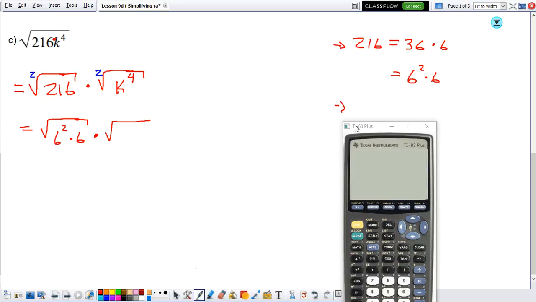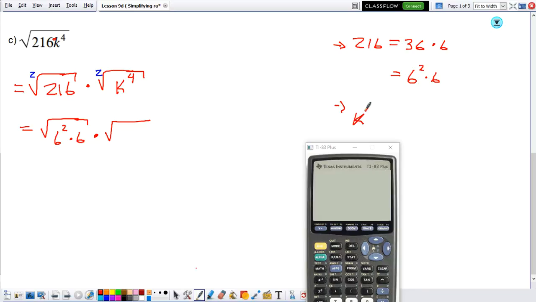Well, let's see. K to the 4th is equal to k to the second times k to the second, because you gotta remember that when you multiply, you add exponents. So I can rewrite this k to the 4th as k to the second times k to the second. Again, I'm trying to rewrite everything that I can in terms of exponent 2 because I want them to cancel out. So now you see that this 2 is going to cancel out with this 2. So now on the first square root, we can take this 6 out because the exponent cancels out.